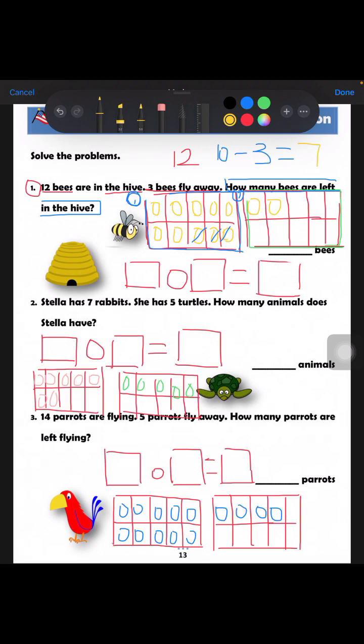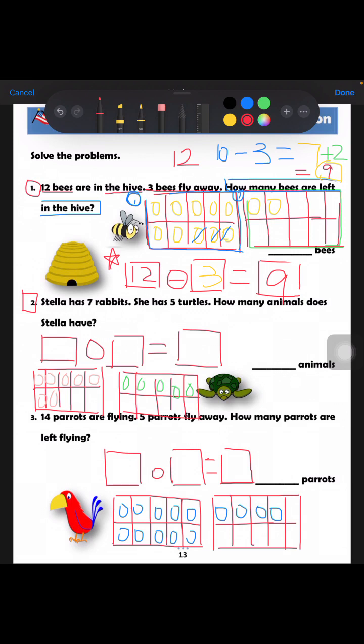Yes, 7. And then, in the second set, there are 2 circles. So how many circles in total now? Yes, 7 plus 2. What is the answer? Yes, it equals 9. There are 9 circles. So we write down the number sentence. In the beginning, there are 12 bees in the hive, and then 3 bees fly away. So that means we need to minus 3. 12 minus 3 equals 9. So there are 9 bees left in the hive.